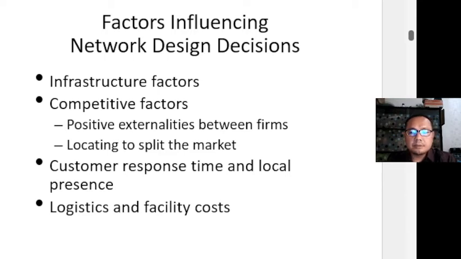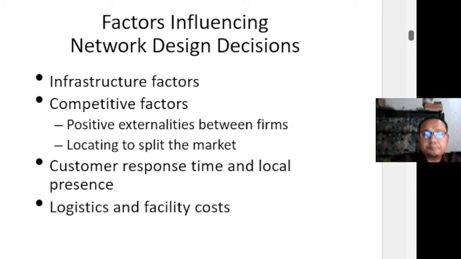And then the competitive factor. So a company must consider competitive strategy, size and location when designing their supply chain network. A fundamental decision firms make is whether to locate their facilities close to or far from a competitor.